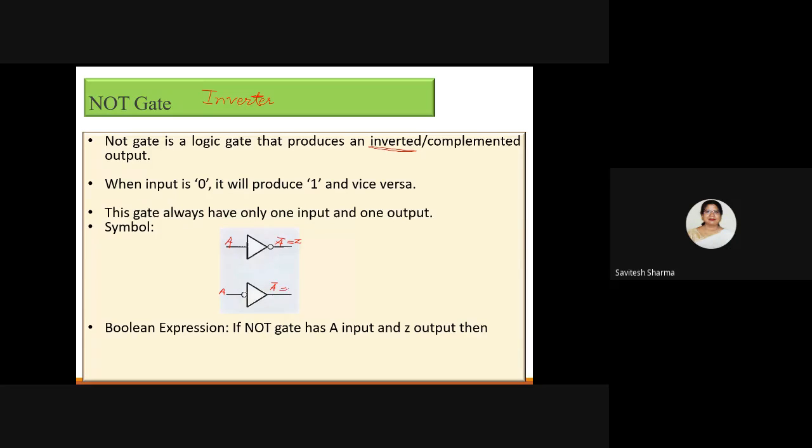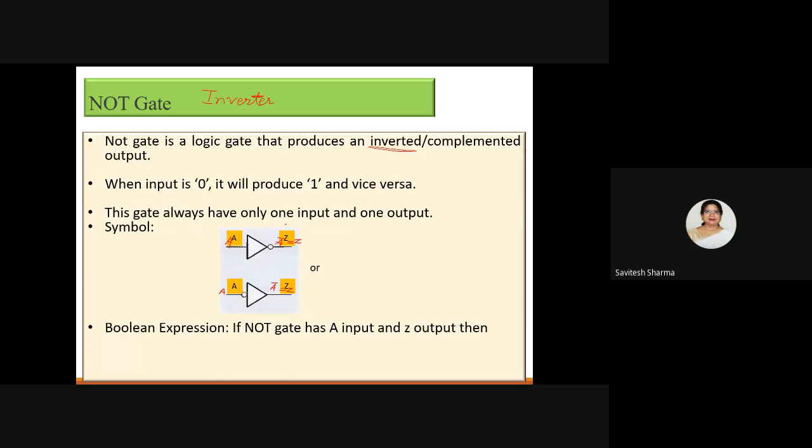Here you are applying a true signal A, but here you are applying a complement of A in the circuit. Both symbols are the same. Sometimes you will see the bubble after the triangle, and sometimes you will see the bubble before the triangle.